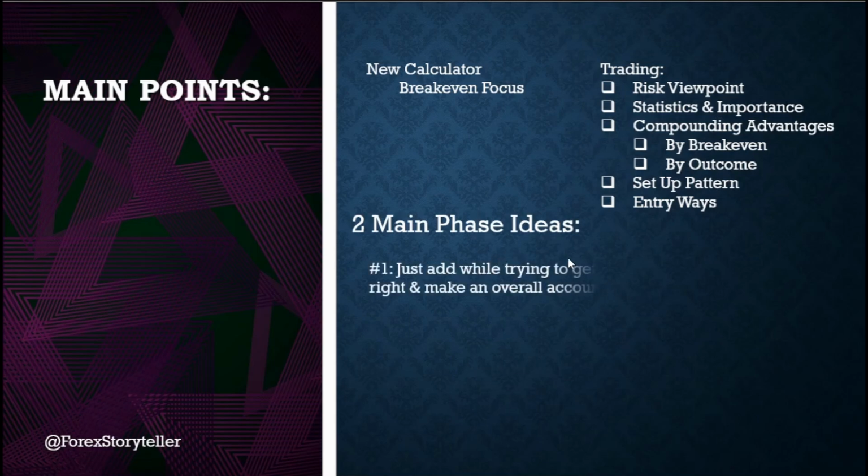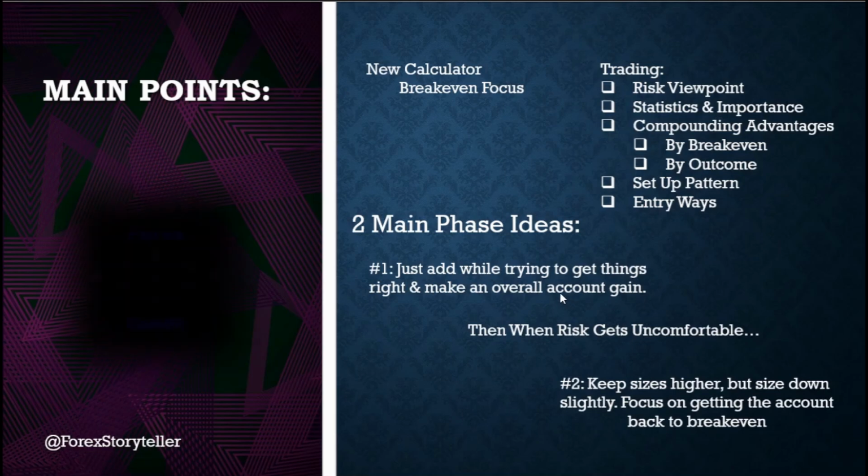Now there's two main phase ideas that I trade with. One, I just keep adding size and trying to get things right and make an overall account gain. But then after four or five times wrong or so, that's what I'm going to consider an uncomfortable level. Then I'm going to keep my sizes bigger, but I'm going to size down just a little bit to manage that risk.